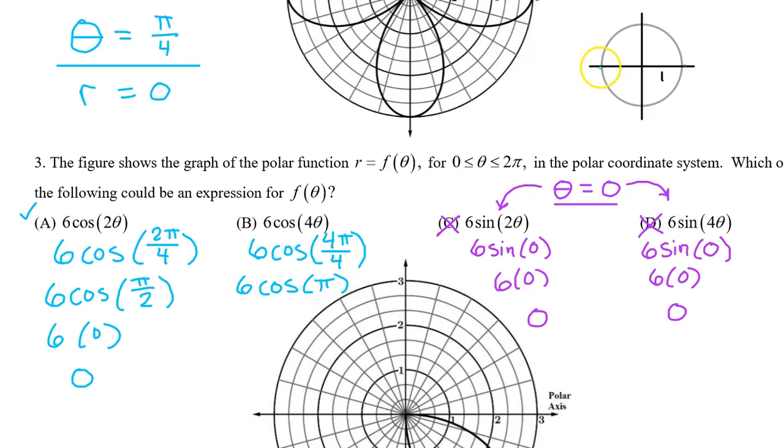Pi is right here on the unit circle, and the x value is -1. So the cosine of pi is -1, which gives us 6 times -1, which is -6. That is not the value that we were looking for. So we can eliminate option B, meaning the answer is A.